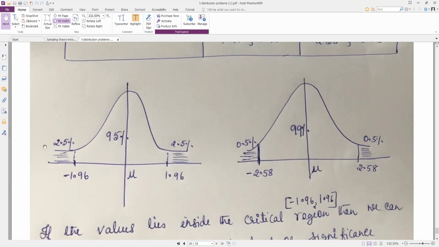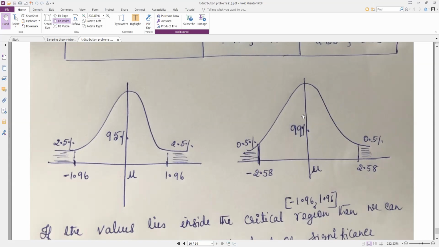See, 2.5 plus 2.5, total 5% level of significance. Or we can say the difference is significant at 5% level of significance. So instead of saying we can reject the hypothesis, we can also say the difference is significant at 5% level of significance. Similarly here, if the critical value lies outside this range, then we can reject the hypothesis at 99% confidence level.